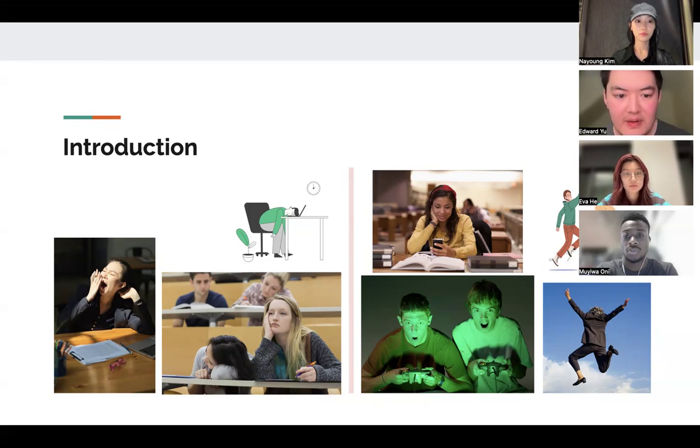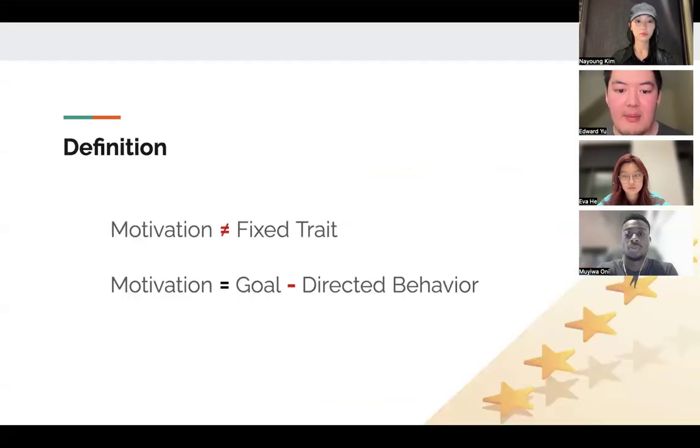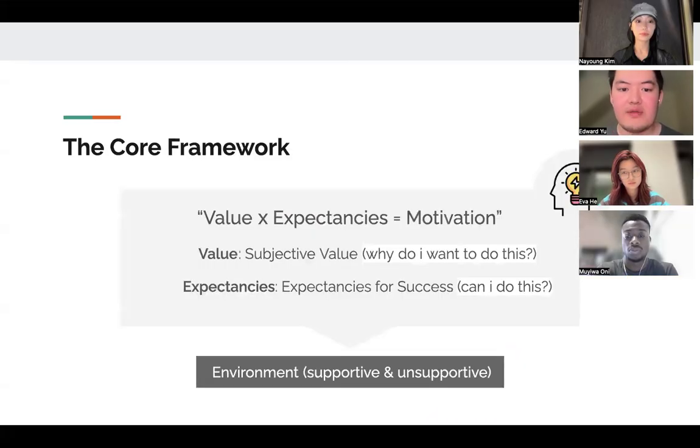So, what changed? The book argues that motivation is not a fixed personality trait. You aren't just a motivated person or an unmotivated person. Instead, motivation is a goal directed behavior. It's a process that directs our attention and energy towards a specific goal. And because it's a process, it's influenced by specific variables. So, what are those variables?